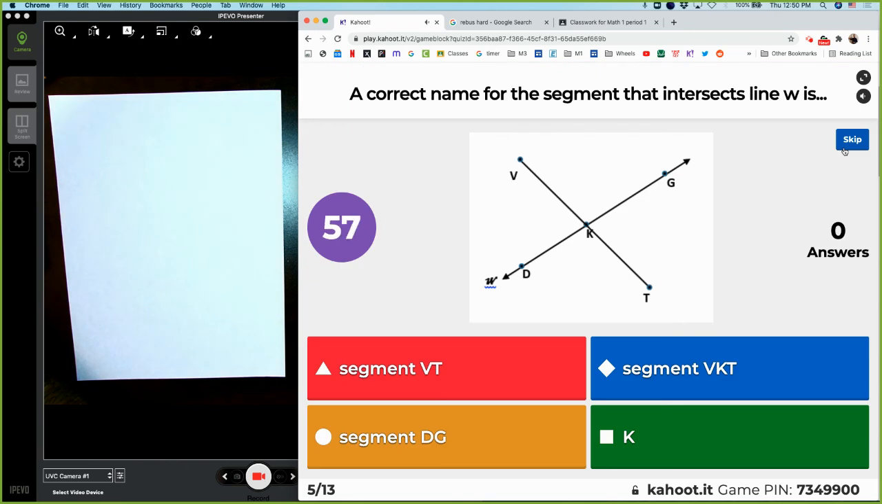Oh, I see. The message in the chat covered it. Dang it. All right, the correct name for the segment that intersects line W. So look at line W here. That's DKG. What is the name of the segment that intersects line W here? What is the name of that segment?